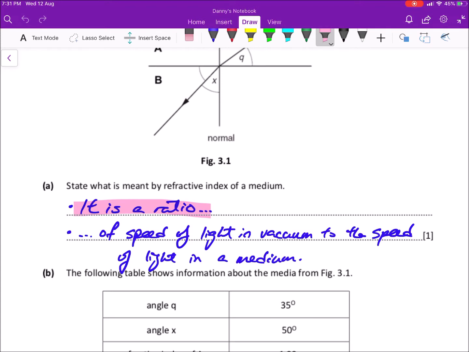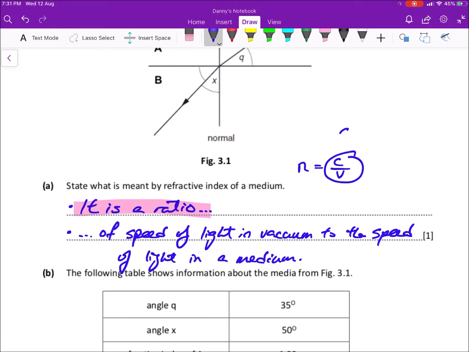So your definition will always consist of 2 parts. First, you need to tell me it is a what. What is this? Then followed by a short, concise description of what it means. So for your refractive index, if you remember the formula is c over v, this is not a division.